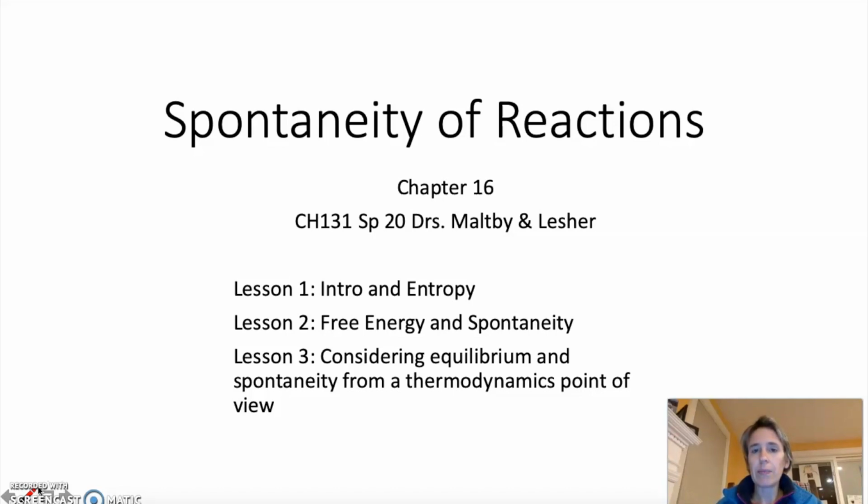We'll be basically dividing this chapter into three lessons or three sections. Lesson 1, which will be for Monday, April 6th, is the introduction and background on entropy. Lesson 2 will focus on free energy and the meat of this chapter, spontaneity. That'll be for Wednesday. And then lesson 3 won't fall until after the Easter break, so Wednesday of next week.